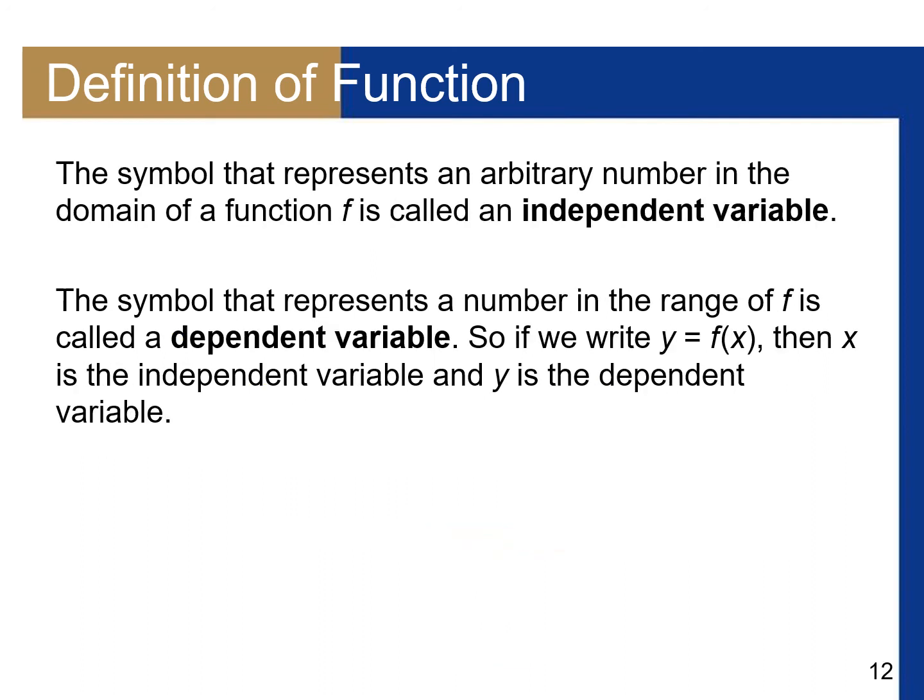The symbol that represents an arbitrary number in the domain of a function is called an independent variable. So that's the variable that you are putting in that is independent to the function. Now the symbol that represents the number in the range of f is called the dependent variable because it depends on what you put into the function. So your domain is independent. Your range is dependent.